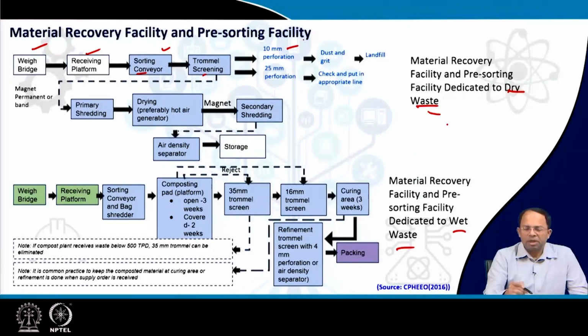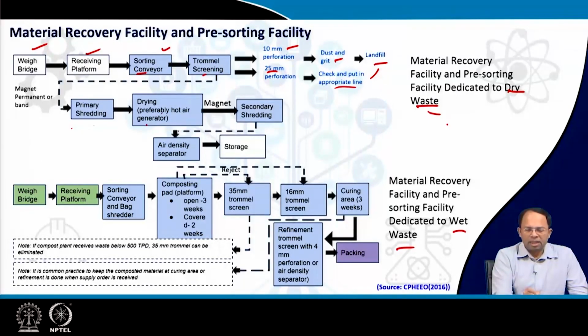The first set could be a 10 millimeter perforation, the smaller one. This takes out the dust, the grit and the stones, which go into the landfill site. These are inert waste. The 25 millimeter perforations, these are the ones coming out of that. These are checked and again put back into the appropriate line. We will see what material it is and then check it, or some can even go to the landfill. The ones which remain go for primary shredding.